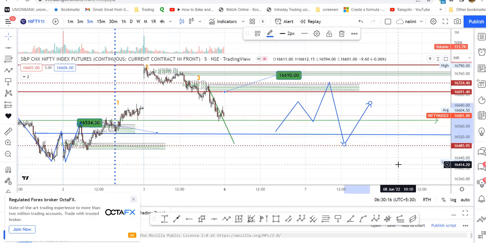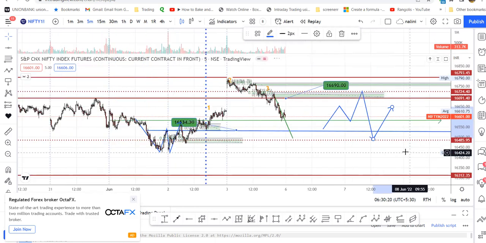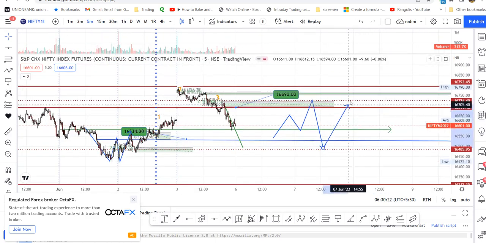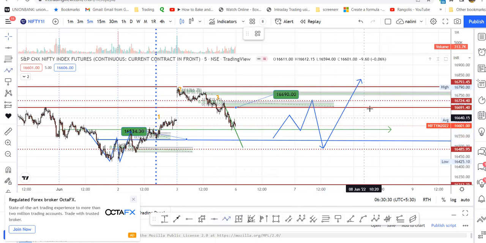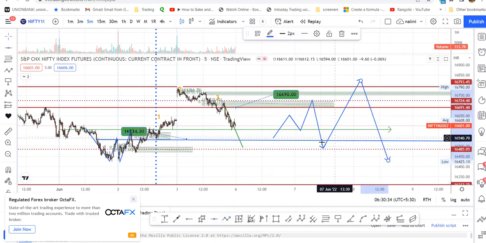Sometimes this pattern will fail and price can go up to this, cross this higher high, and it can make a high and it can plummet like that. So you should always be careful near the order block.